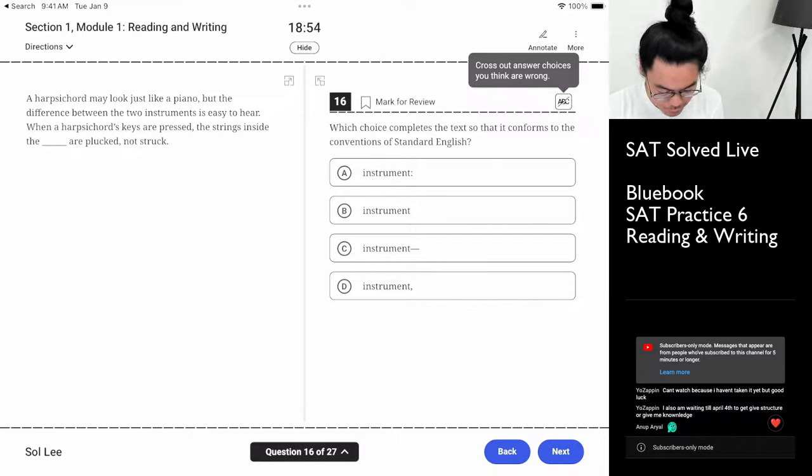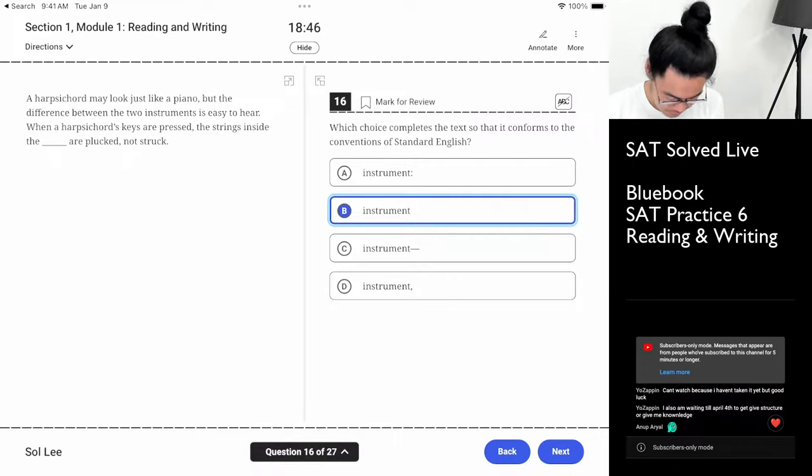Here we go. A harpsichord may look just like a piano, but the difference between the two instruments is easy here. The strings inside the instrument are plucked, not strung.